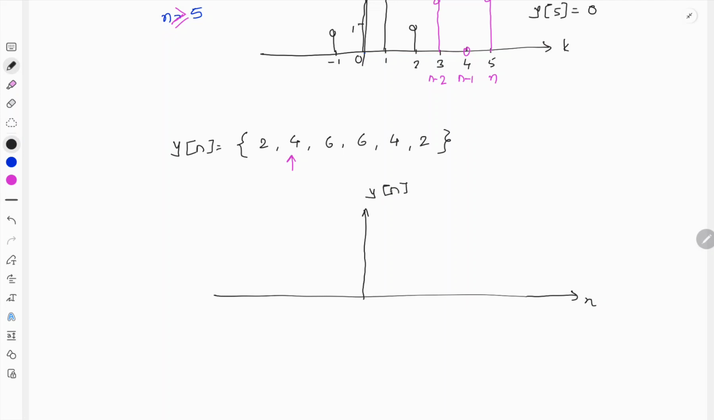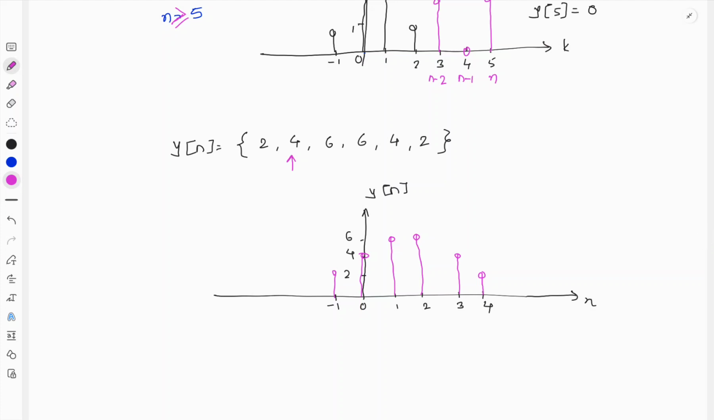N and y of n starts at minus 1, 0, 1, 2, 3 and 4. So at minus 1, we'll just mark the values 2, 4 and 6. So at minus 1, y of n is 2, at 0 it is 4, at 1 it is 6, at 2 also it is 6, at 3 it is 4, and at 4 it is 2. So this completes our numerical.